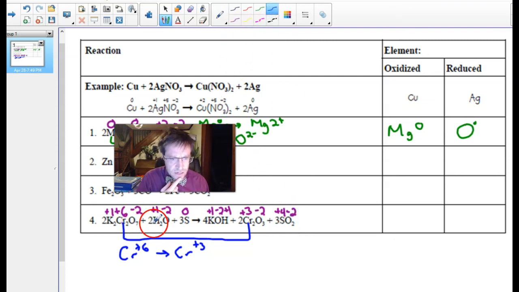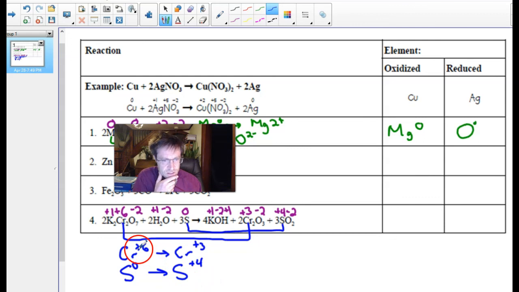Okay, hydrogen +1, hydrogen +1. Oxygen -2, oxygen -2, sulfur 0. Oh, here it is. Sulfur 0 turned into sulfur +4. So sulfur 0 turned into sulfur +4. Don't judge me. I won't judge you. So let's look at this.